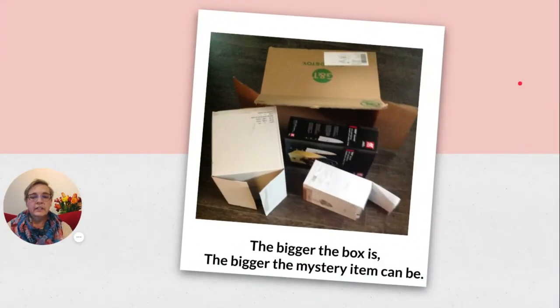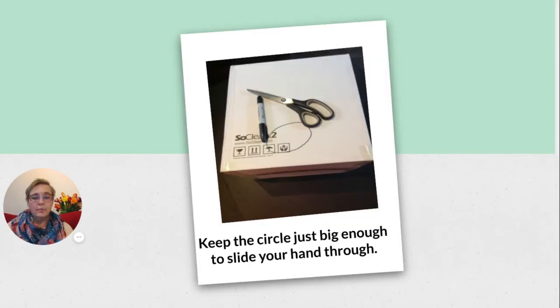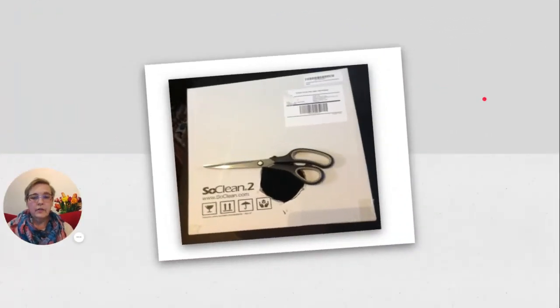The first thing you will need is a box. Any size box will do. But remember, the bigger the box is, the bigger the mystery item can be. Draw circles on opposite sides of the box. Make sure that the circle is just big enough for you and your child to put your hands through. Now cut out the circle.